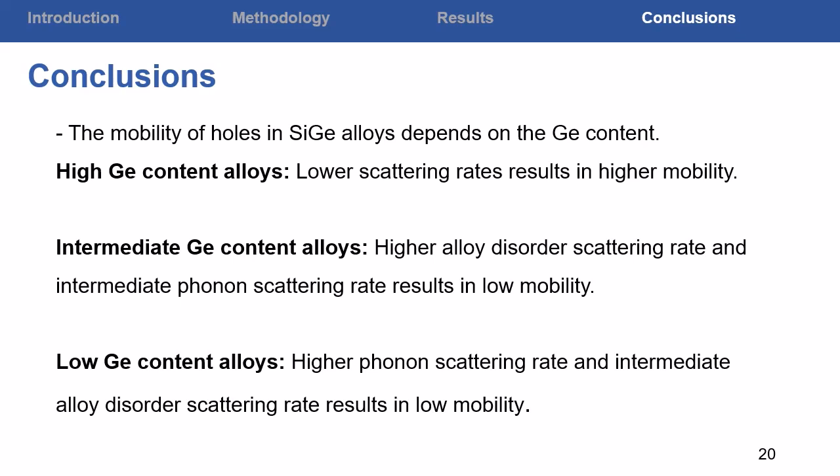High germanium content alloys have lower scattering rates, and because of that, the holes present higher mobility. However, intermediate germanium content alloys and low germanium content alloys have higher scattering rates, and because of that, the holes present lower mobility.